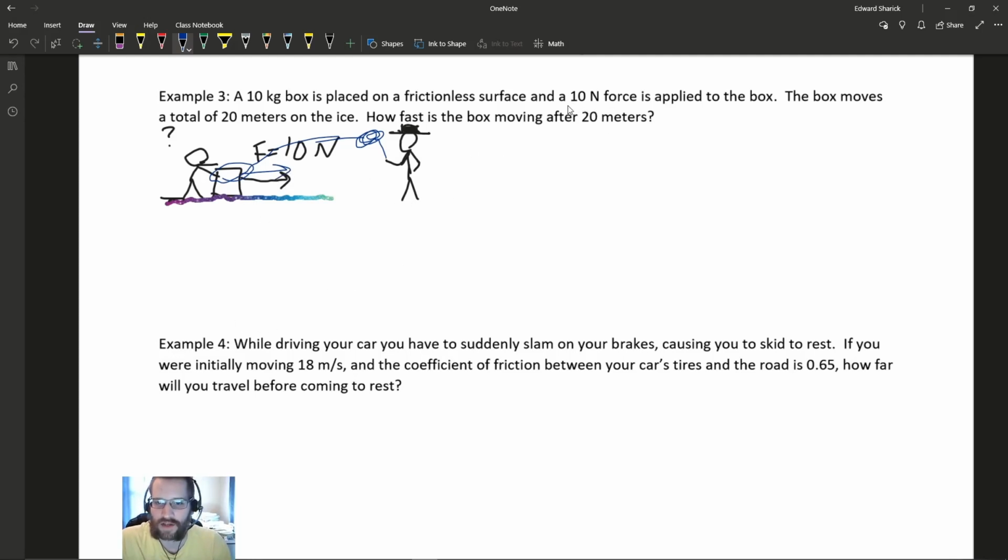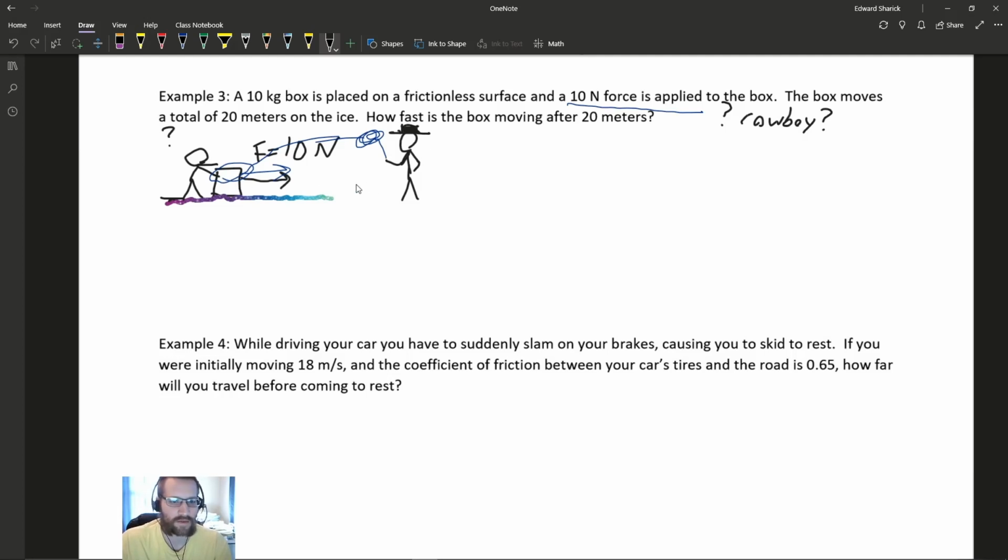We only know that a 10 Newton force is applied. That's all the physicists care about. But I like to ask the difficult questions here. All right. A 10 kilogram box is placed on a frictionless surface and a 10 Newton force is applied to the box. How? Maybe by a cowboy, maybe Indiana Jones. I don't know. The box moves a total of 20 meters on the ice. How fast is the box moving after 20 meters?